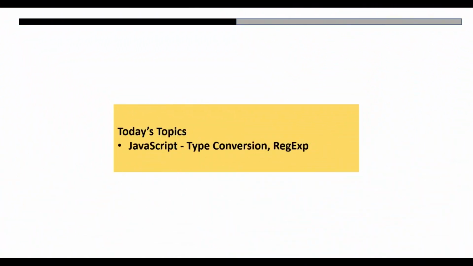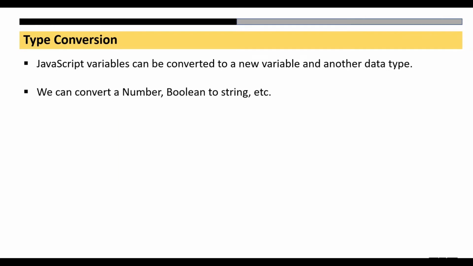Hello everyone. In today's video, we are going to start with type conversion and regex in JavaScript. So the very first thing we have is type conversion. From the name itself, we can judge that type means data type. And whenever we talk about data types, we mean the data types of JavaScript like string, number, boolean, arrays, objects. So basically we can change those data types of an existing variable. For example, I have a string. I want to convert it into a number. So I can do that type conversion.